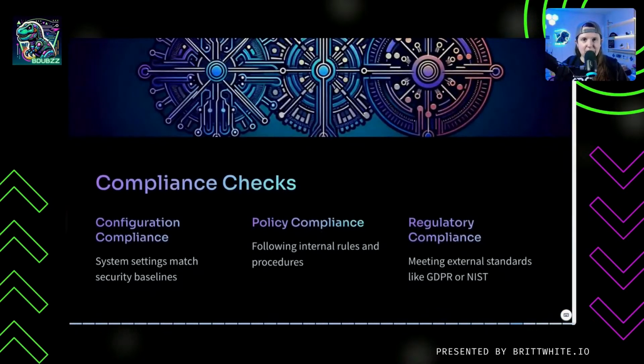Now let's talk about compliance checks. These are systematic reviews that make sure our security controls are functioning as they were intended. Think of it like a health checkup, but for your security system. There's three main types of compliance checks that we deal with in security. First is configuration compliance, where we verify that all system settings match our security baselines, like making sure all the locks in your house are set correctly.